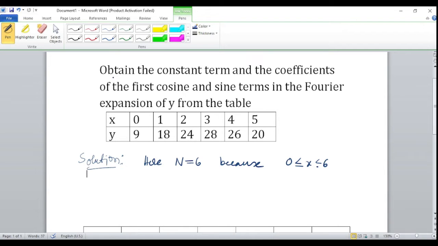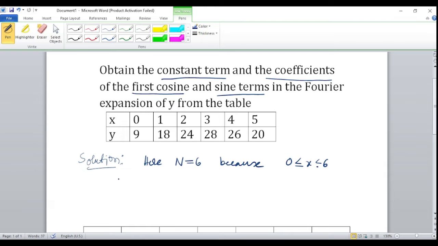Now in this video, we are going to study how to obtain the constant term and the coefficients of the first cosine and sine terms in the Fourier expansion of y from the below table. Students, try to understand this very carefully. They have asked us to find the constant term and the coefficient of the first cosine and sine terms.